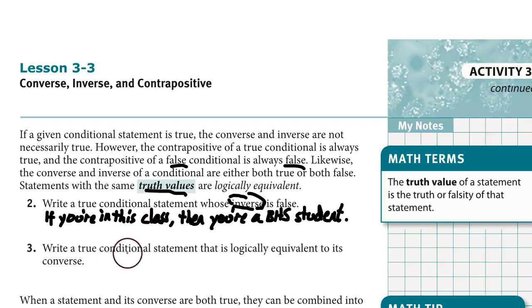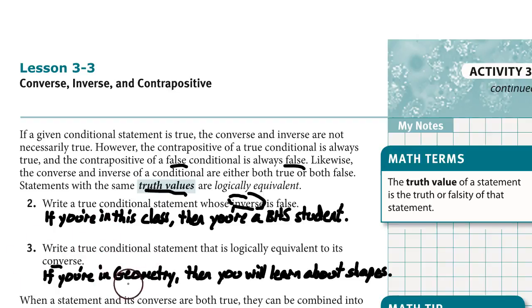Number 3, let's write a true statement that's logically equivalent to its converse. That means that if we think about what its converse would say, we want it to also be a true statement. How about this? If you are in geometry, then you will learn about shapes. That's a true sentence. Let's think about what the converse of the sentence would say. That's when you switch the order of it. It would be, if you learn about shapes, then you're in geometry. That's probably a true sentence too.